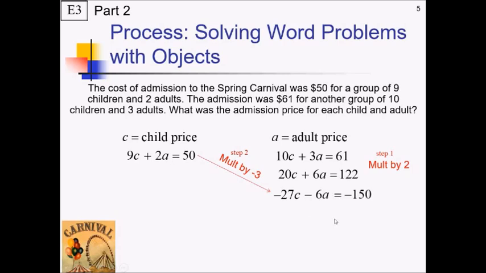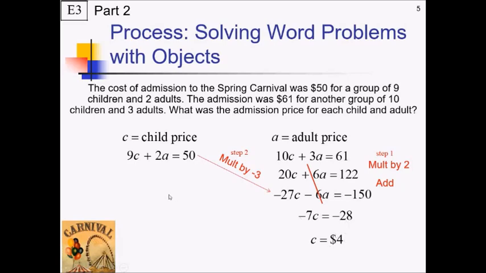And just like we always do with elimination, we can now add those together. That cancels out my 6A's, and we have 20 minus negative 27, or 20 minus 27 is negative 7C. And let's see, 122 minus 150, that's negative 28. Dividing by negative 7, we get C equals 4, which in real life means that the price of a child entering this carnival is $4. All right, seems pretty reasonable.